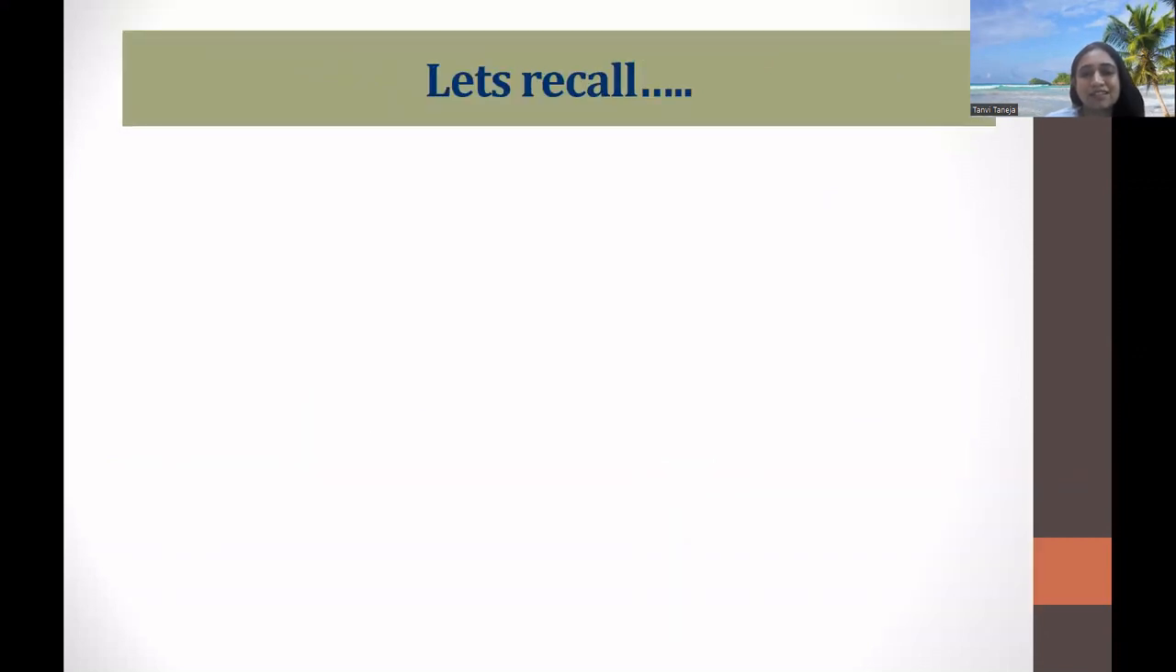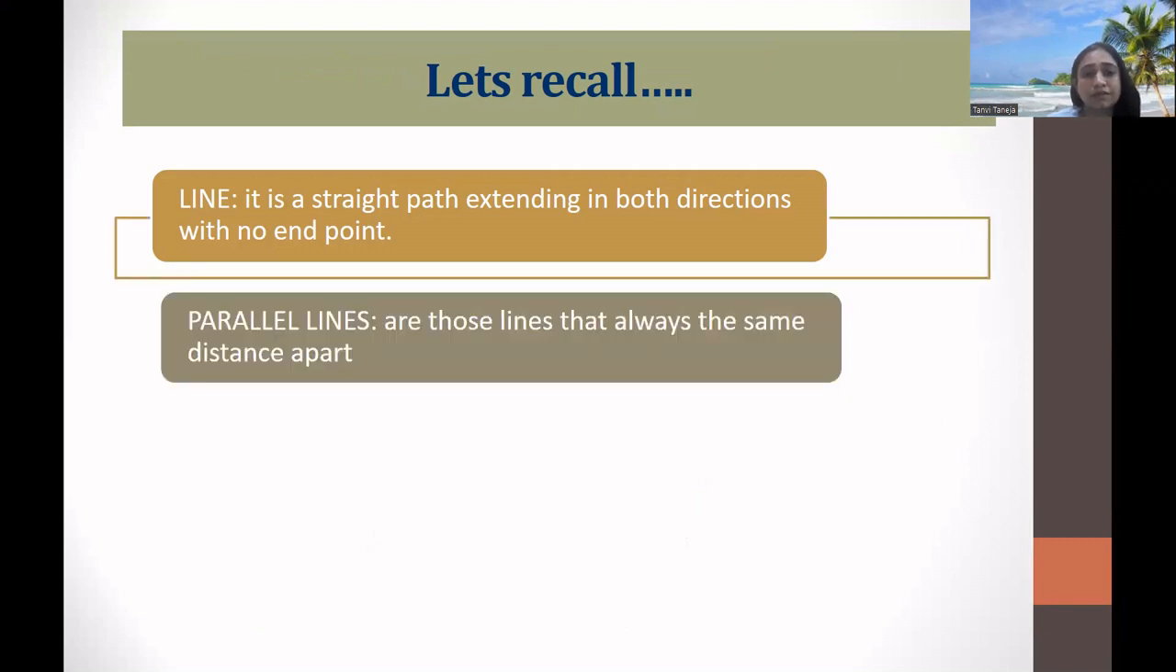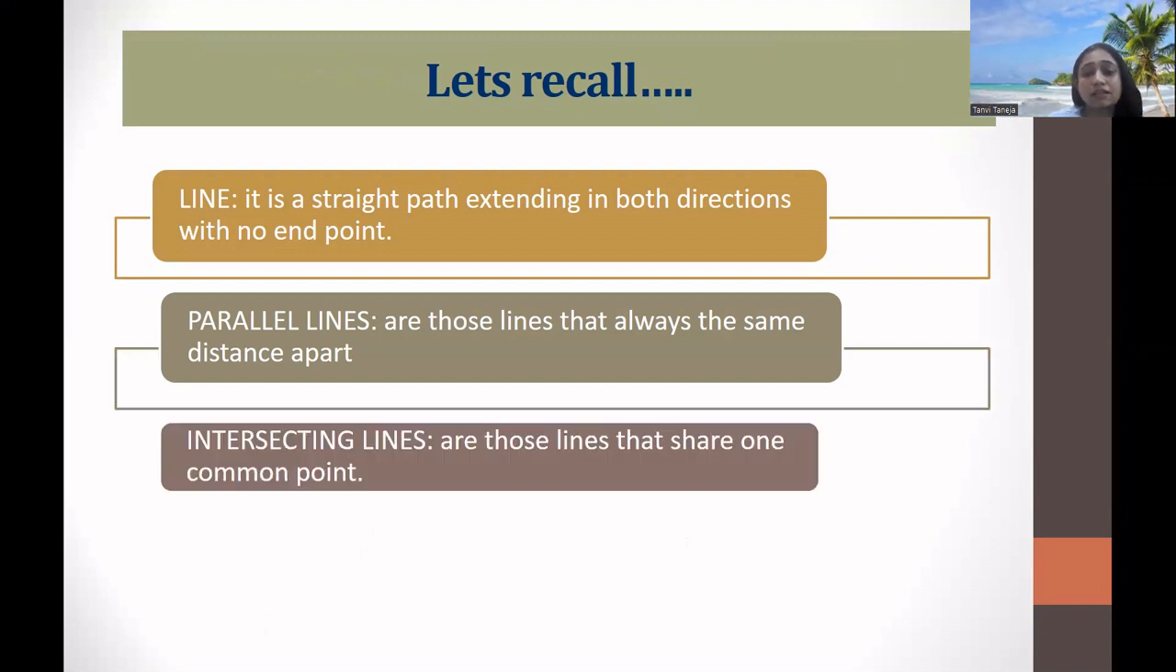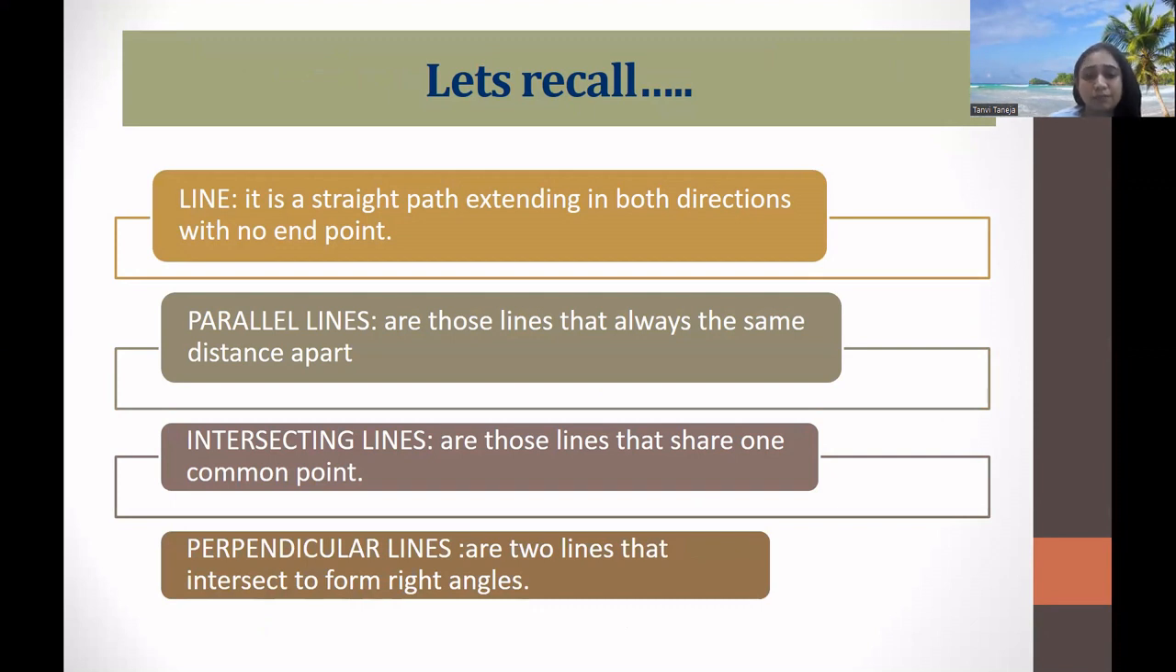So let's recall. The first thing that we have studied in this video is what a straight line is, a straight path extending in both the directions with no endpoints. Then we talked about the relationships between lines. First relationship was parallel lines, which are those lines that always have the same distance apart. Next, intersecting lines are those lines that share one common point. And the last, perpendicular lines are two lines that intersect and form a right angle.